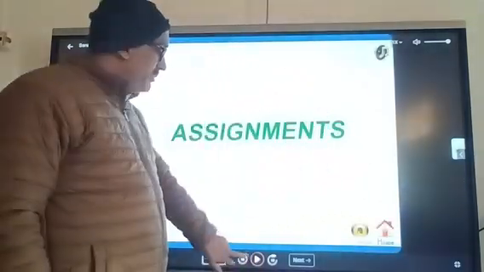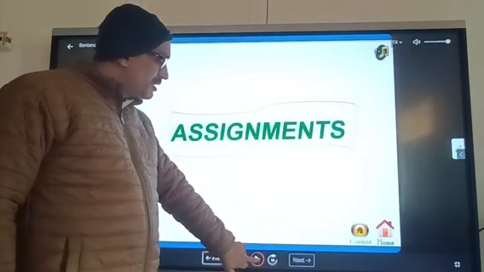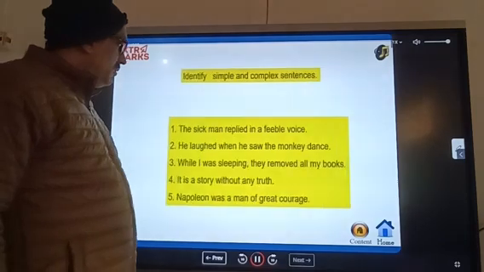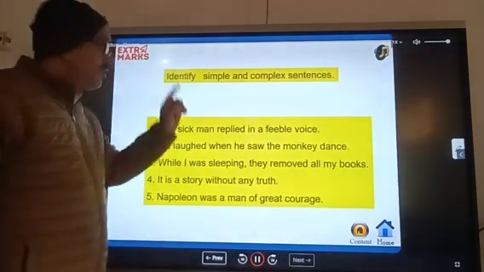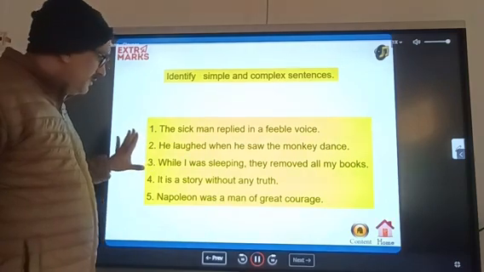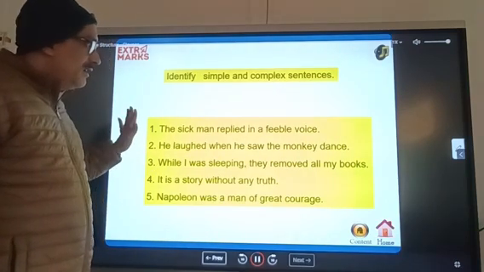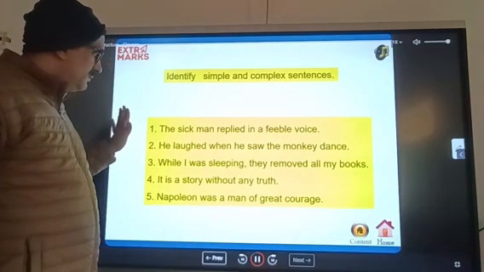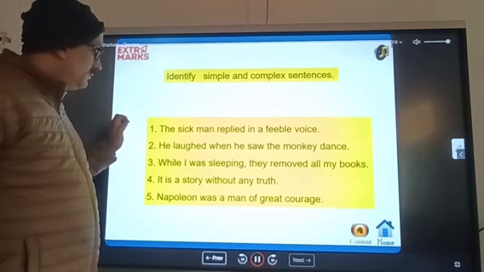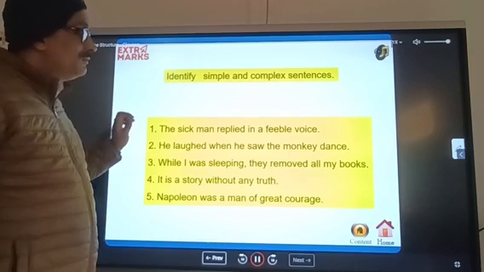And this is the assignment. Identify the simple and complex sentences. He laughed when he saw the monkey dance. While I was sleeping, they removed all my books. It is a story without any truth. Napoleon was a man of great courage.